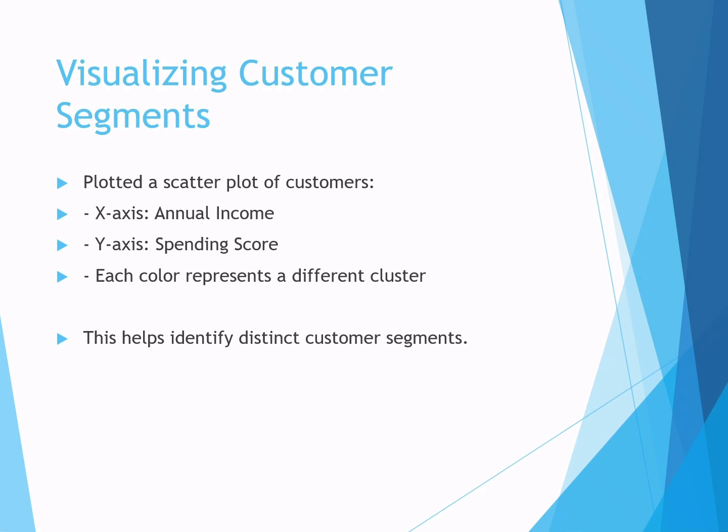Next, visualizing customer segments. We plot a scatter plot of customers. There will be two axes: the x-axis is the annual income and the y-axis is the spending score. Each color represents a different cluster. This helps identify distinct customer segments.